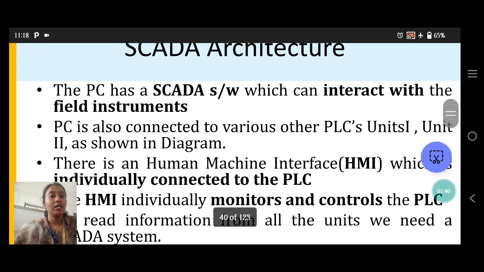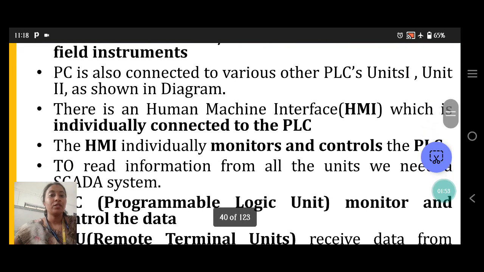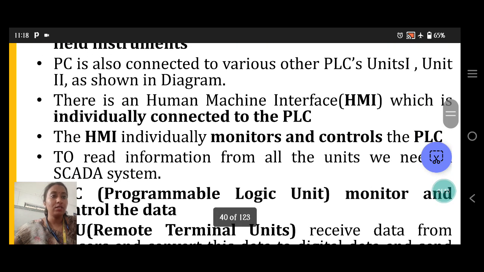In the SCADA architecture, the PC has SCADA software which can interact with the field instruments. The PC is also connected to various other PLC units, unit 1 and unit 2, as shown in the diagram. There is a human machine interface, HMI, which is individually connected to a PLC. The HMI individually monitors and controls the PLC.